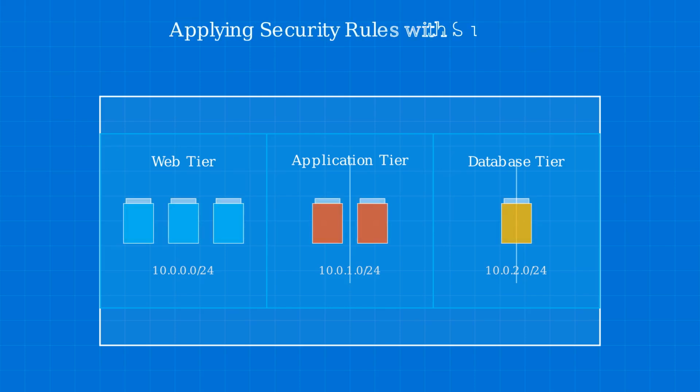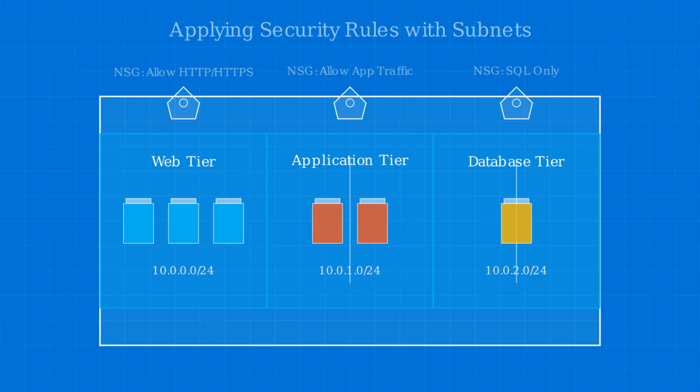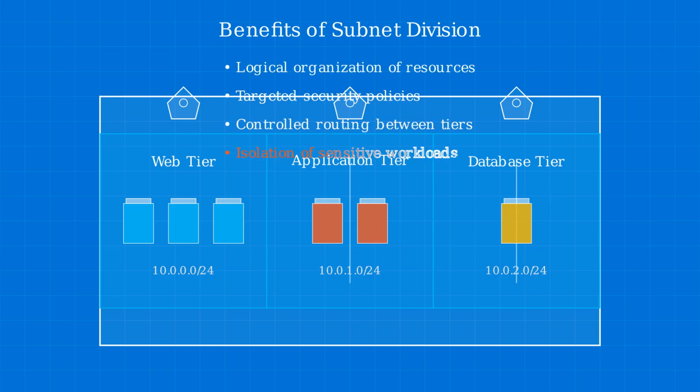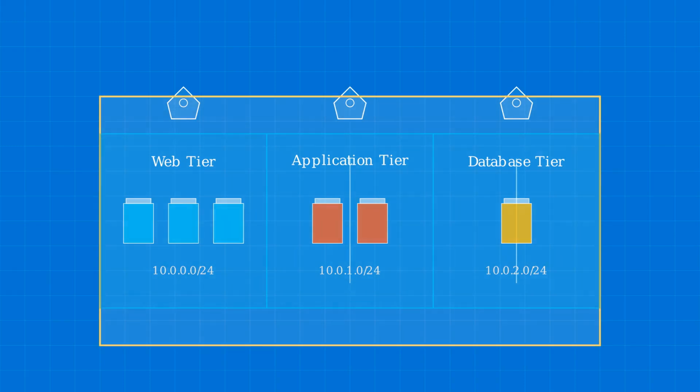Subnets also help you apply specific security rules. You can associate network security groups with each subnet to control traffic flow. Dividing your VNet into subnets provides several benefits: logical organization of resources, targeted security policies, controlled routing between tiers, and isolation of sensitive workloads. Once you've created your subnets, you're ready to deploy Azure resources into them and configure specific security rules for each tier.